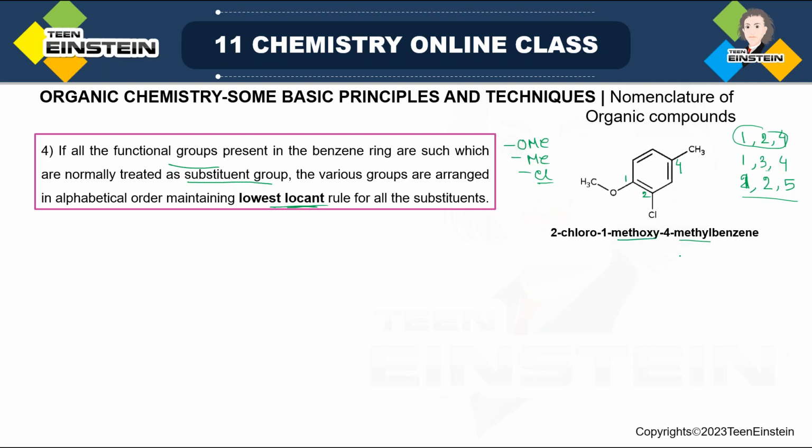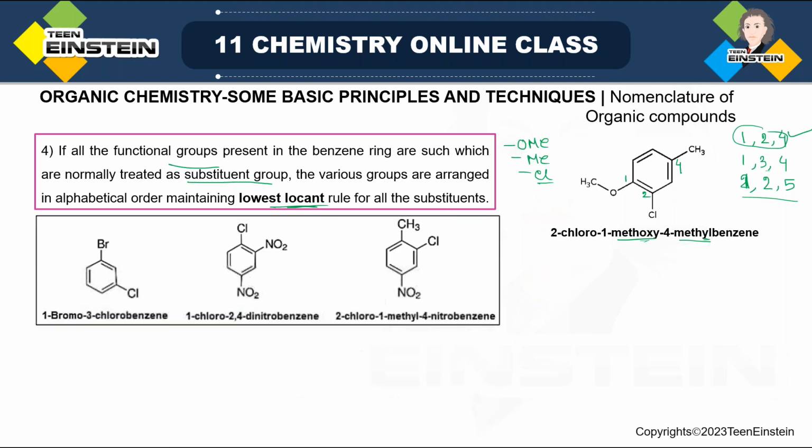Now methoxy and methyl both start with M, but see it is THO, it is THY. So that is why methoxy comes before methyl, and then simply end it with benzene without giving any gap. So why is this numbering preferred? It is based on Lewis-Rocan rule.